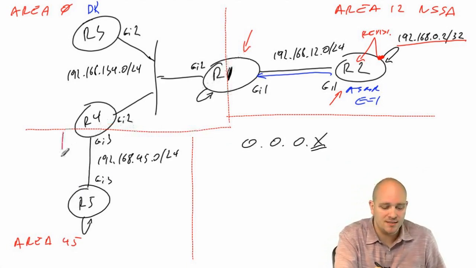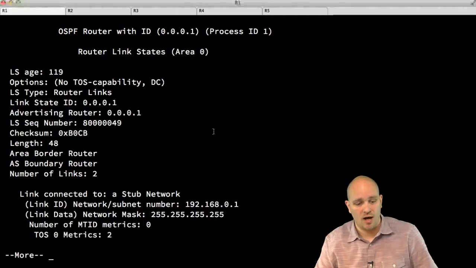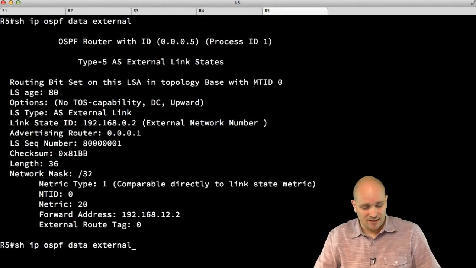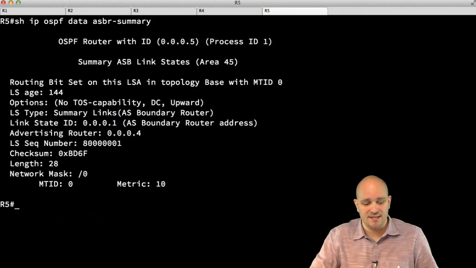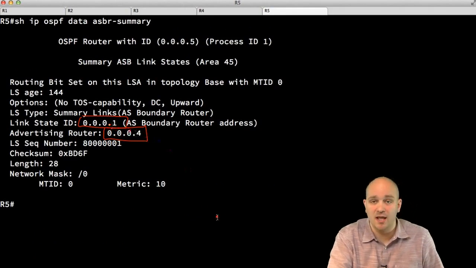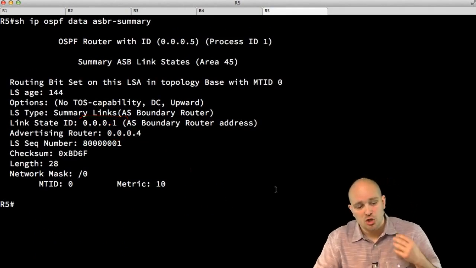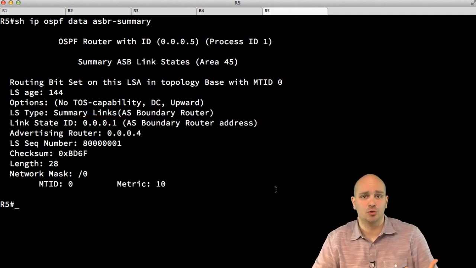What I didn't show you is that we are going to have a type 4 LSA generated by R4 for R1 on R5. So let's take a look at that. So I'm going to say here, show IP OSPF database ASBR summary, and here it is. R1 reachable via R4, and this was generated by R4 here. So we can see here that R1 actually translated our type 7 LSA into type 5.